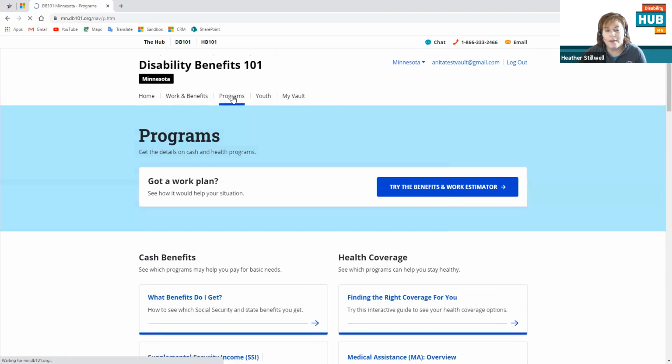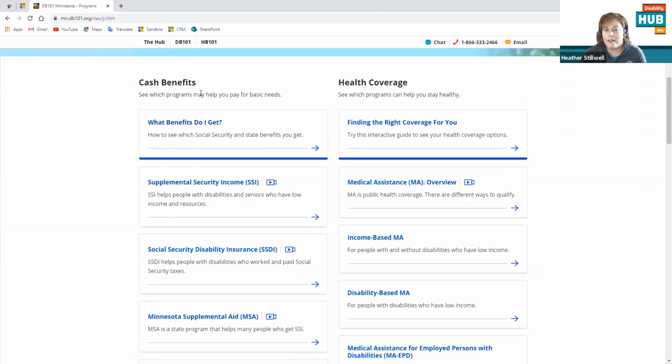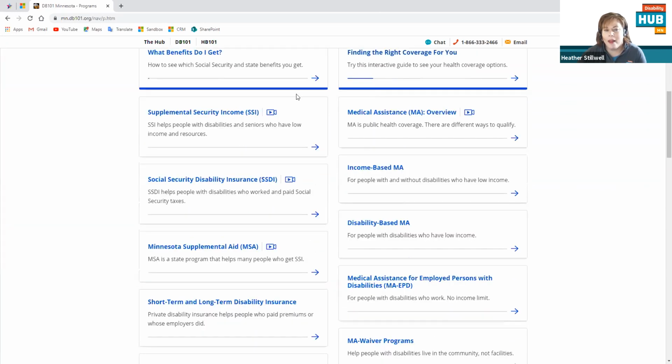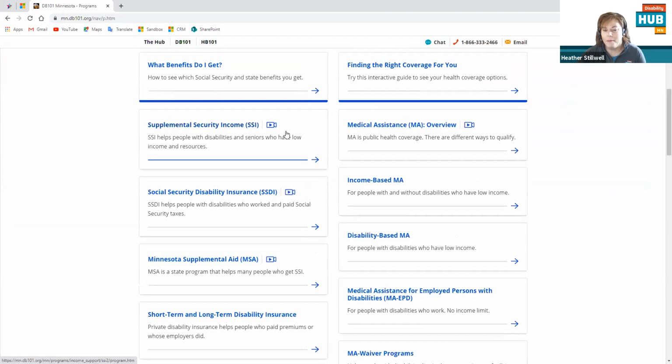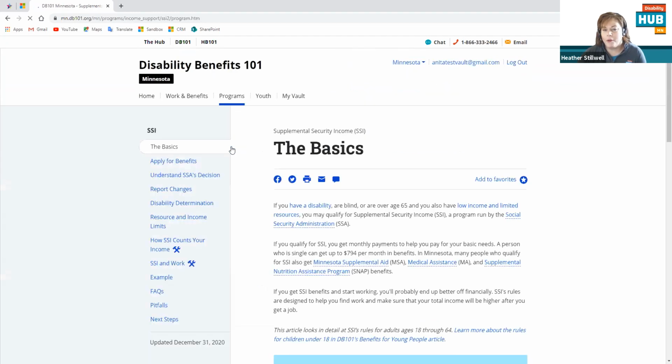If we go to programs, it gives us information about cash benefits and healthcare benefits. And if you scroll through these, you'll see that some of the articles have this little camera icon, and those would be articles that also have a video attached to them that might help explain the information as well. When you go into an article, I will just show you this quickly, you can add it to your favorites. And so then you'll be able to locate that quickly if you want to go back to it again, if it has information that you may need. It also gives you the ability to share it with other people, either on Facebook or Twitter. You can print it, email it, or give feedback about the article to the website.